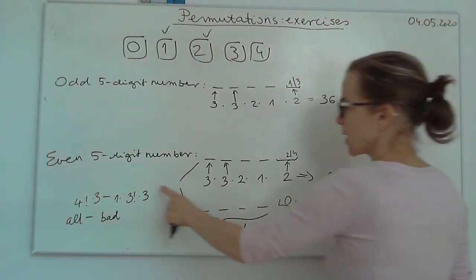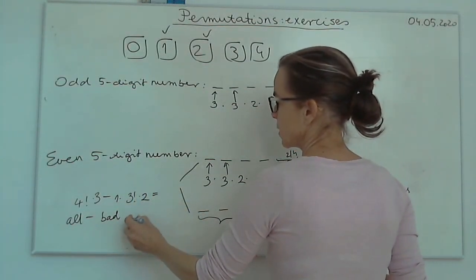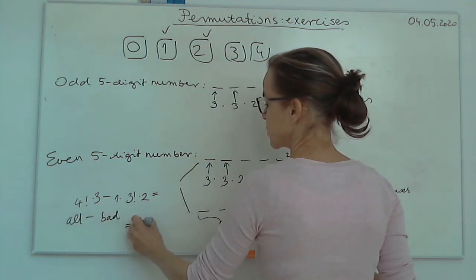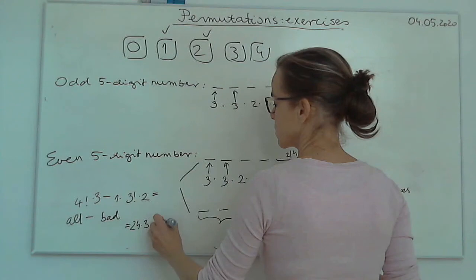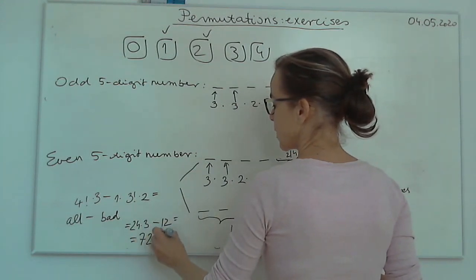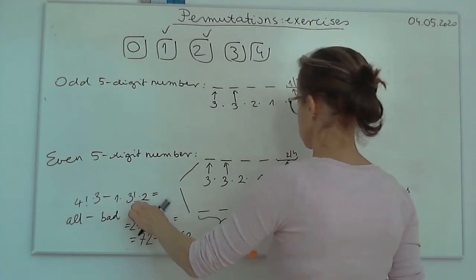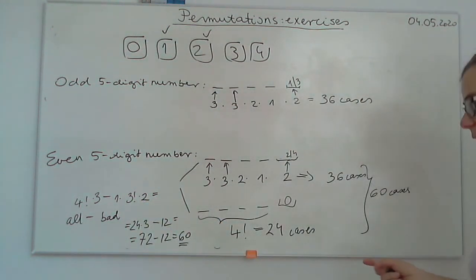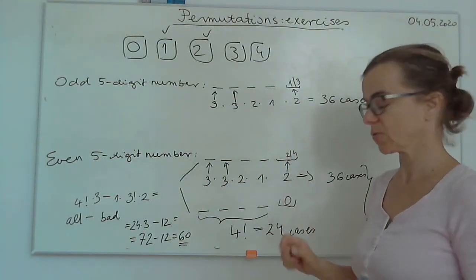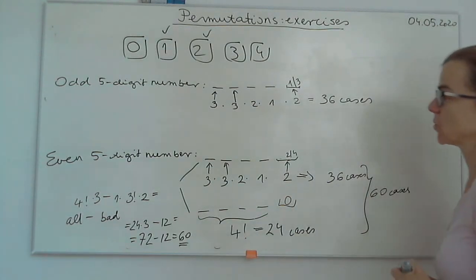No, sorry, it has to be 2 here because 0 went there. So that gives me 24 times 3 minus 12, which is 72 minus 12, which is 60. Yes, this has to be 2 because when I subtract the bad cases, then 0 is definitely here, so I have only 2 choices for the last digit. Okay, and as you see, again, you got the same result.